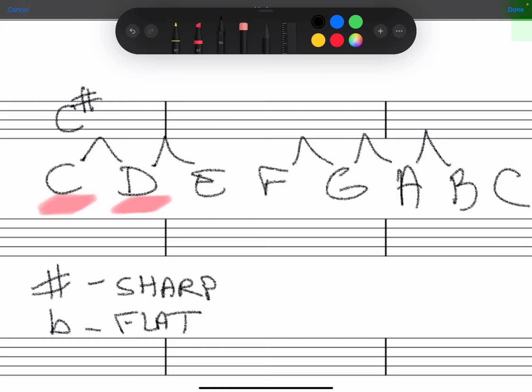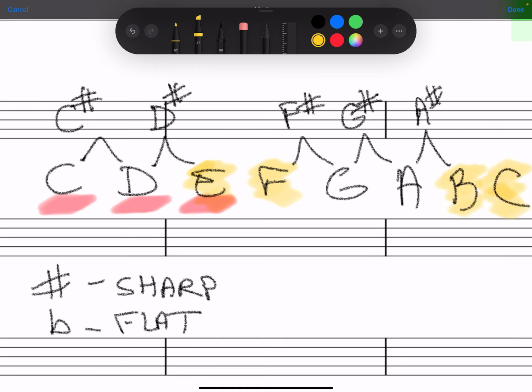And then between D and E, we have D sharp. F to G, we have F sharp. G to A, G sharp. A to B, there's an A sharp. Okay, and you'll notice that there's a couple of spots where I didn't talk about the extra note, E to F and also B to C.